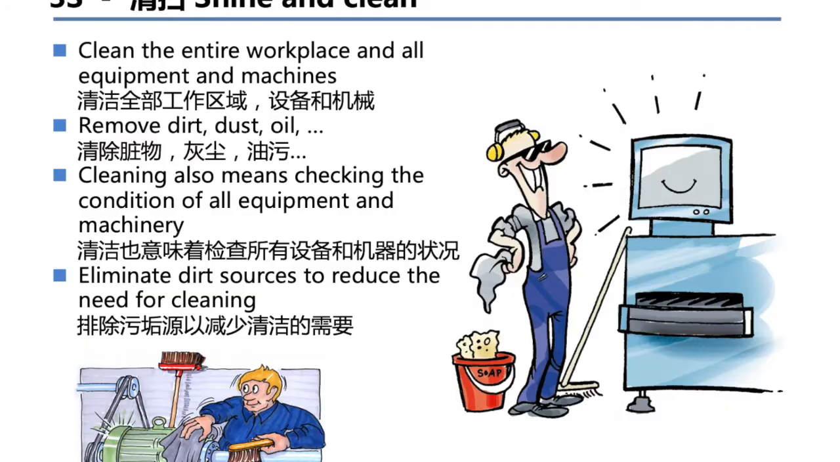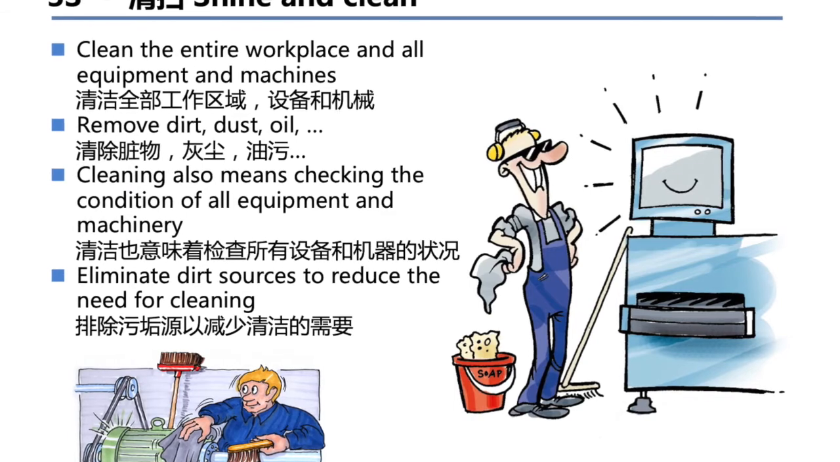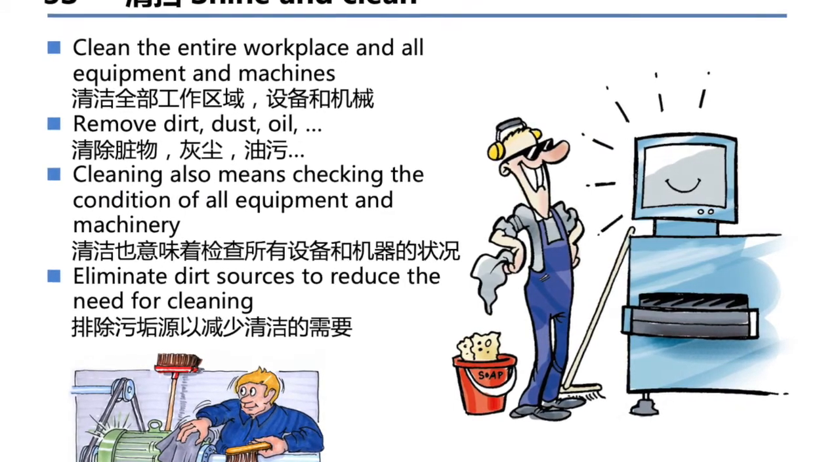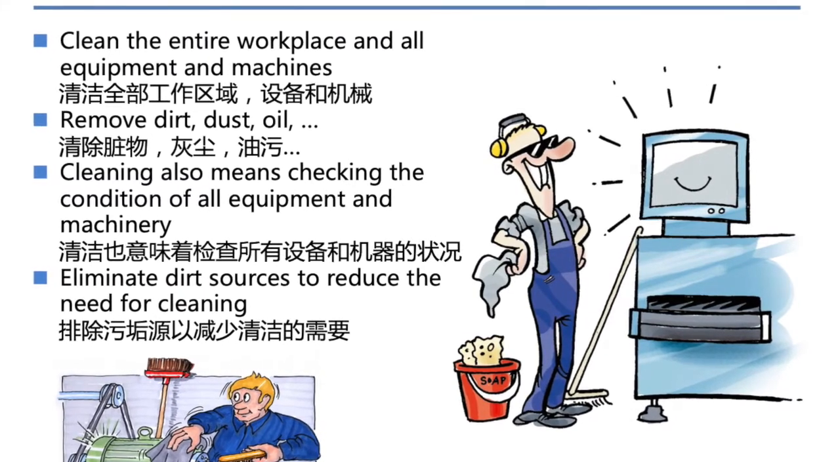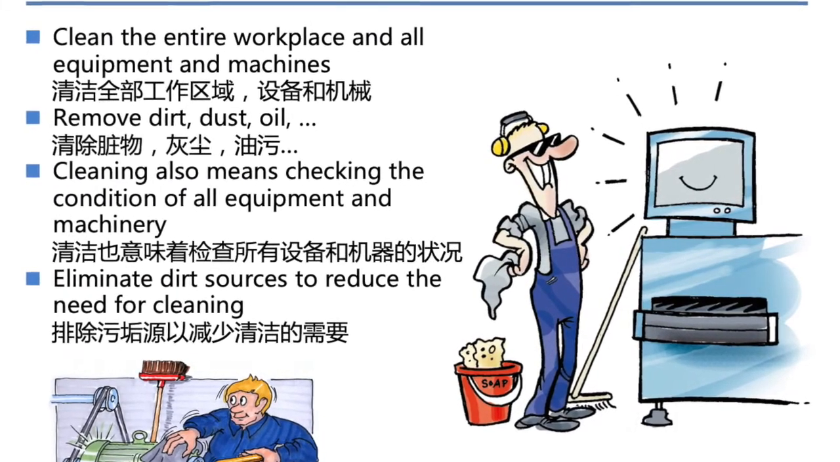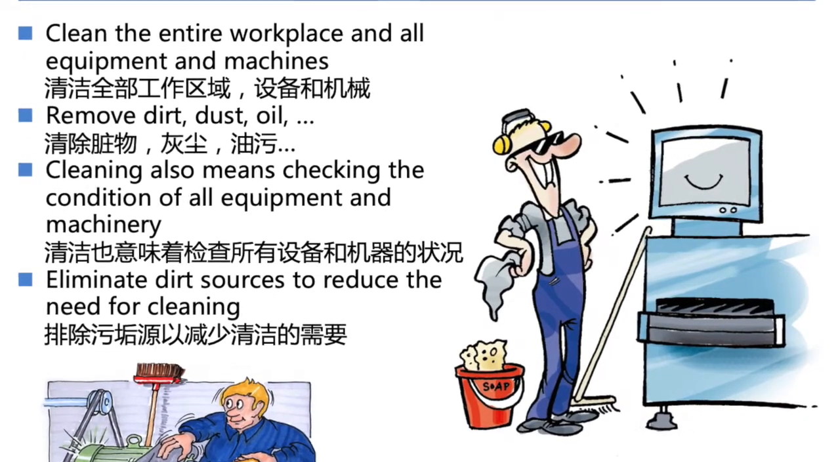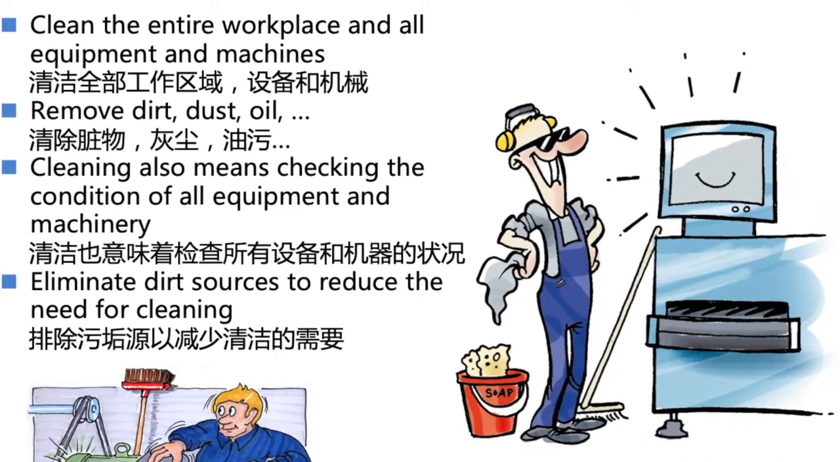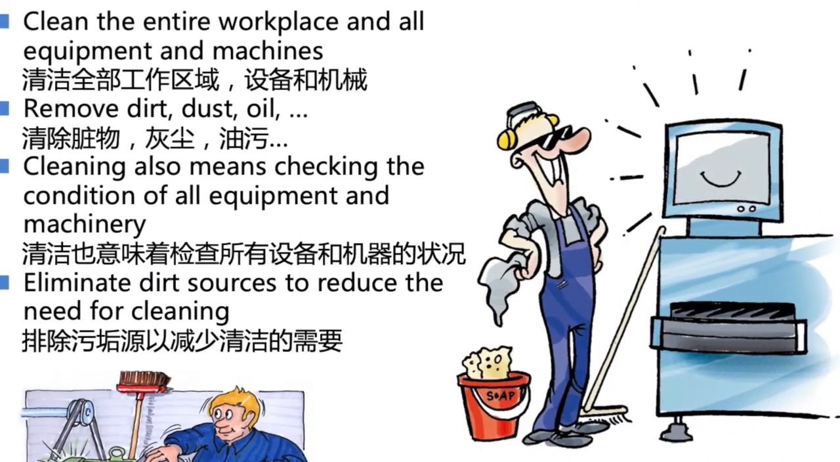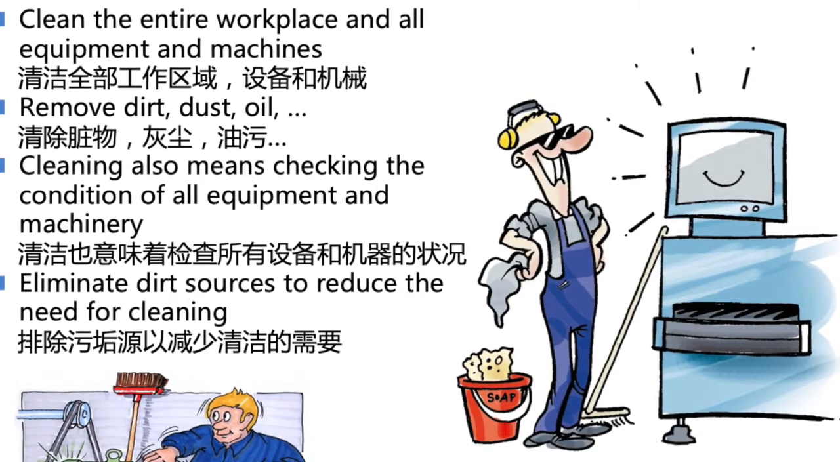The third S is cleaning. This one is easy to understand: we need to clean the shop floor, clean the work table, clean the areas that you are working in. Cleaning is really important to maintain a stable process. And cleaning also means we need to check the condition of the machines and tools.